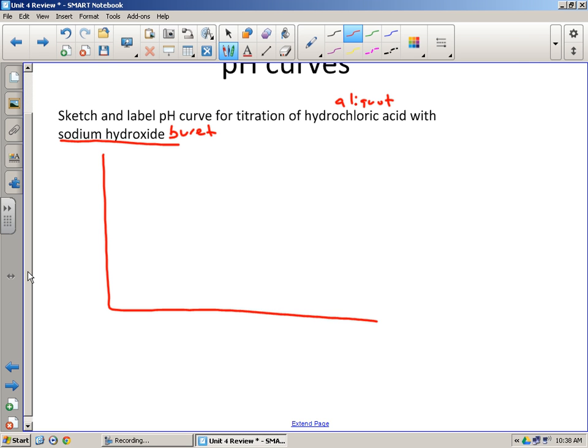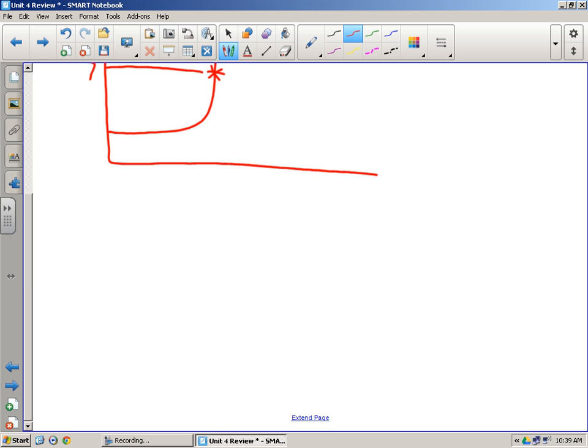So if the hydrochloric acid is in the bottom, the aliquot, we're going to start out low, and it's going to go like that. That right there, of course, should be exactly 7 because it is a strong acid and a strong base. And when you mix a strong acid and a strong base, you of course get water. So that will be at 7. So you can pick an appropriate indicator for that, like bromothymol blue would be a good one because it's right in that range there. All right.